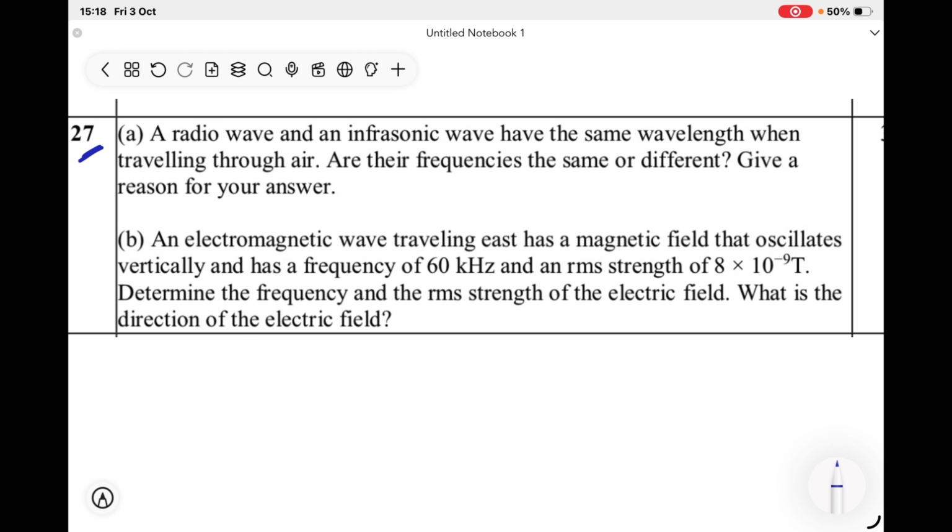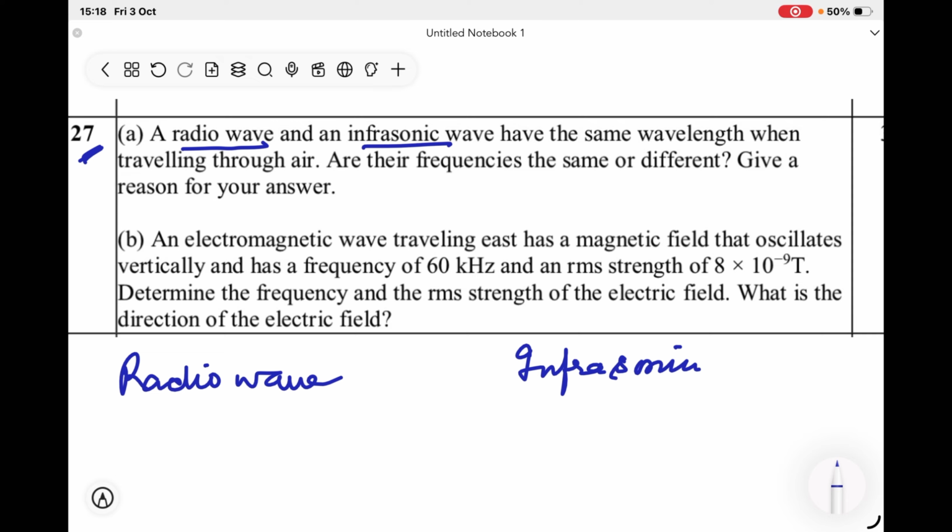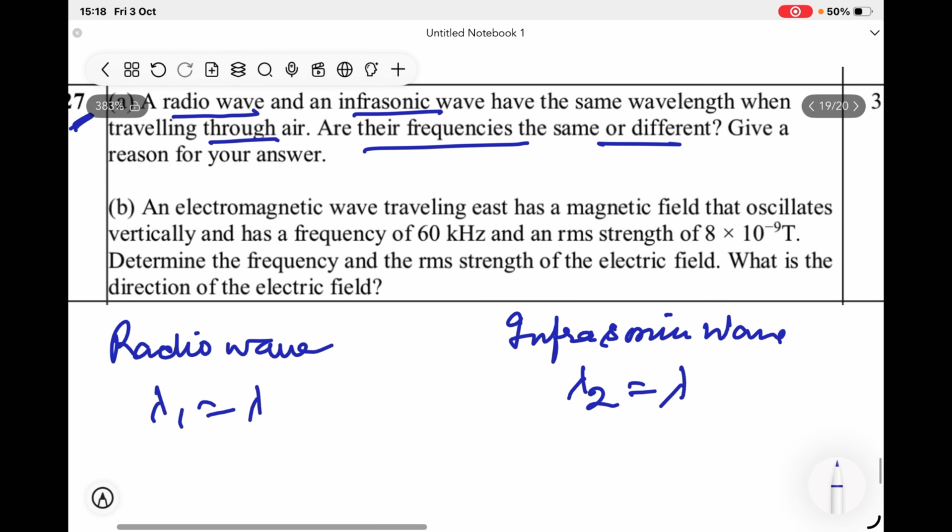Let's see question number 27. A radio wave, so one is radio wave, another is infrasonic wave. They have same wavelength, so lambda 1 is lambda and lambda 2 is also lambda. When traveling through air, are their frequencies same or different? Give a reason for your answer.